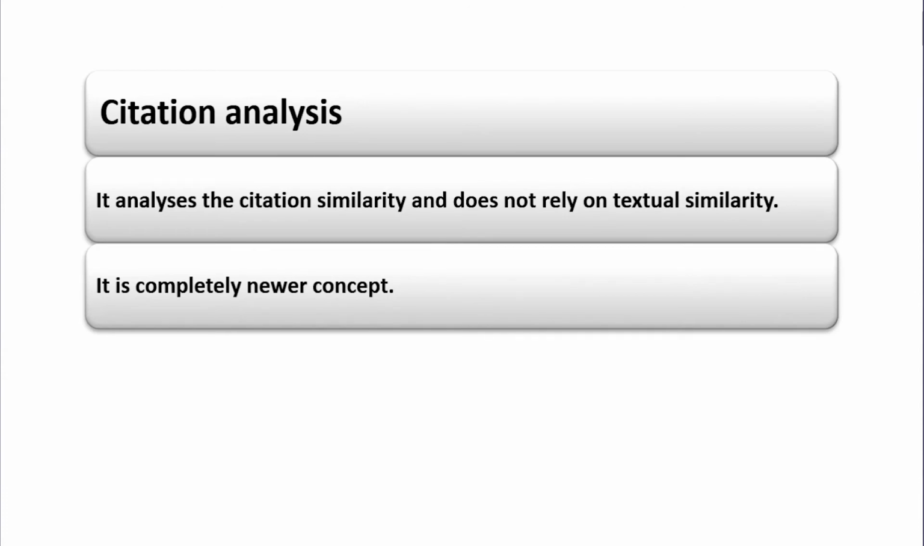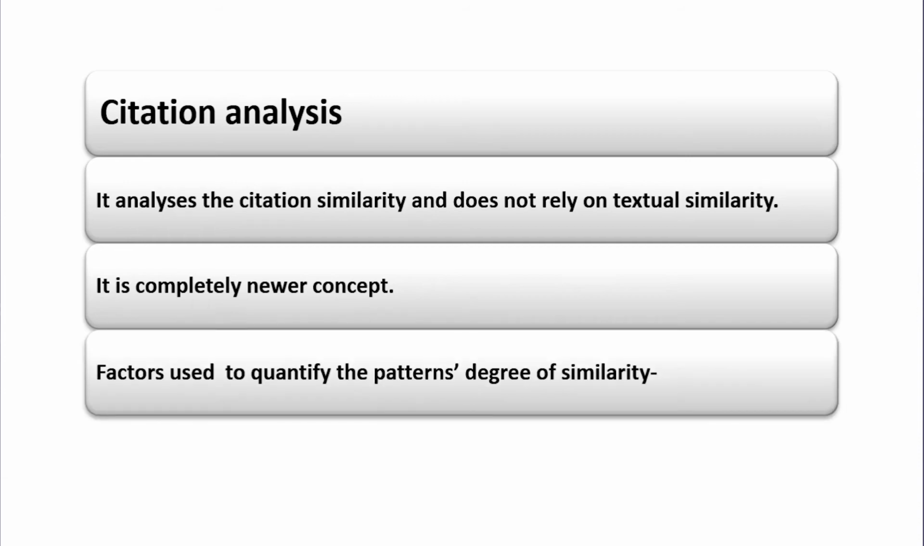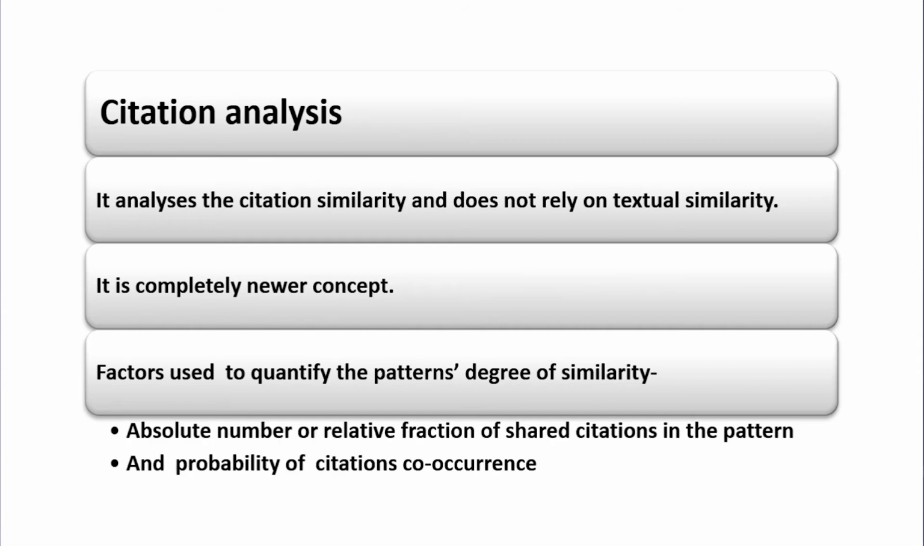What are the criteria used for citation analysis, or what are the factors to calculate the degree of similarity in citation analysis? The absolute numbers of shared citations and the probability of citation co-occurrence. So these are two factors which are used to quantify the citation similarity in this method.